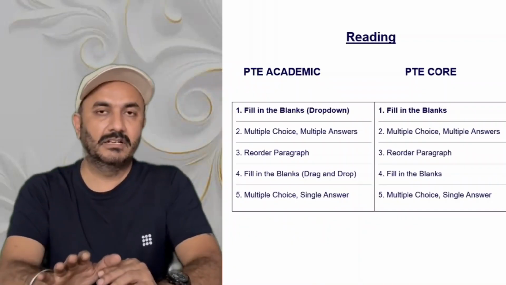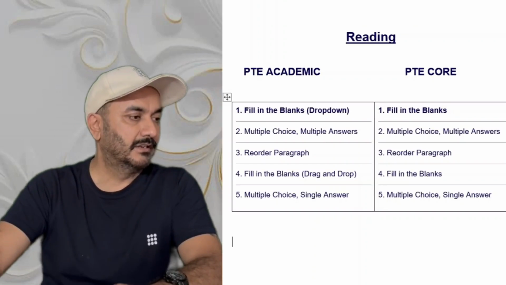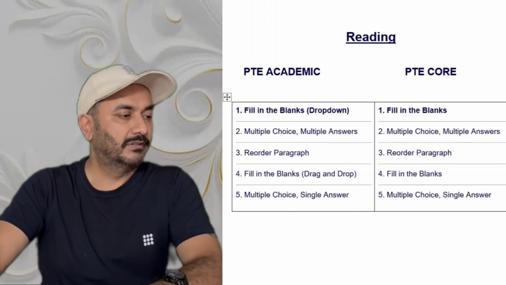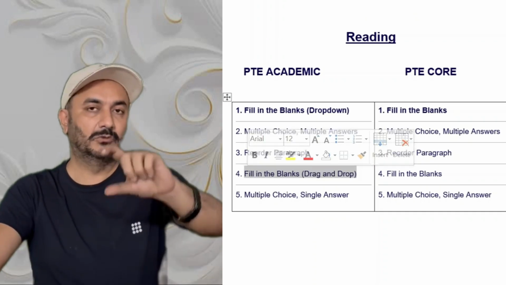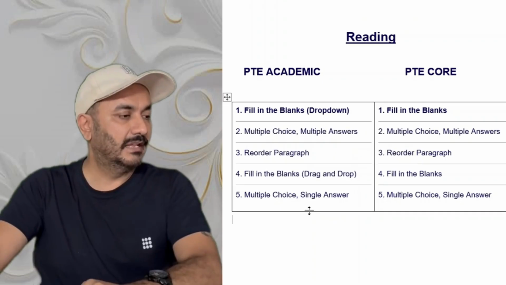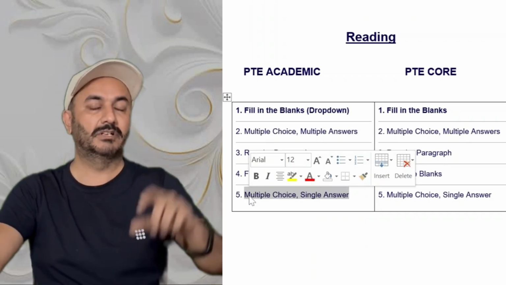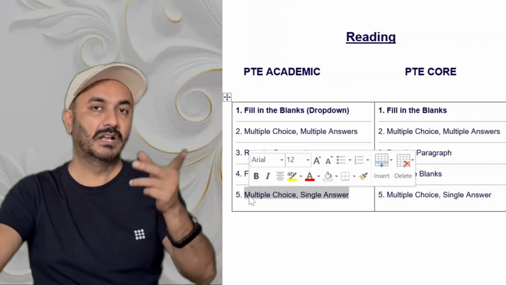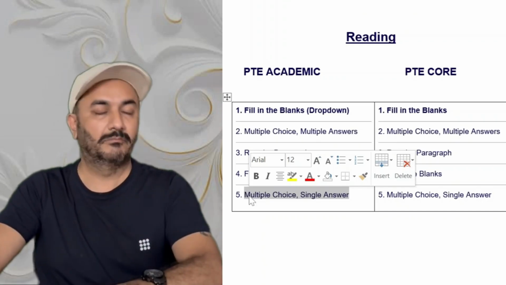In PTE reading, you will find 5 type of questions, which will be fill in the blanks, multiple choice or multiple answer questions, reorder paragraph, fill in the blanks, drag and drop. You will find a list. From those lists you will have to find the answer, and then in the end you will find multiple choice or single answer questions, which will be as a paragraph will be given to you and you will have to find the answers. In most cases you will have to find a couple of answers. In some you will have to find a single answer from that paragraph.